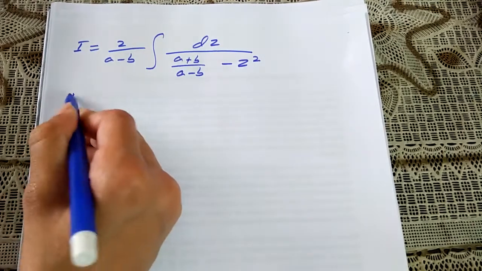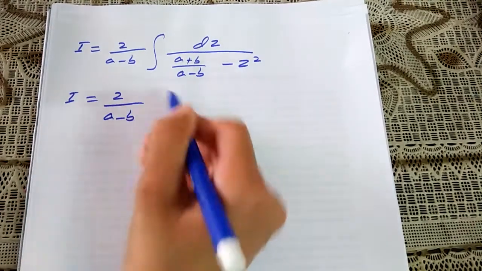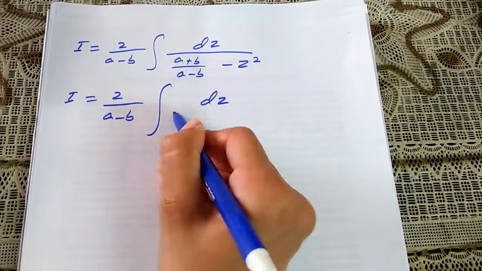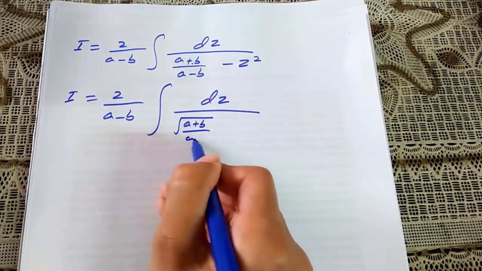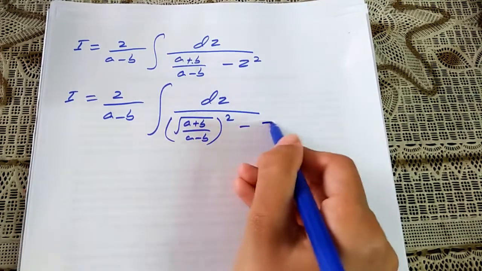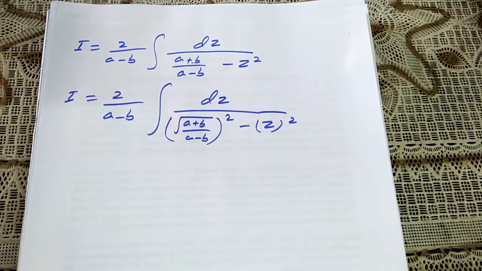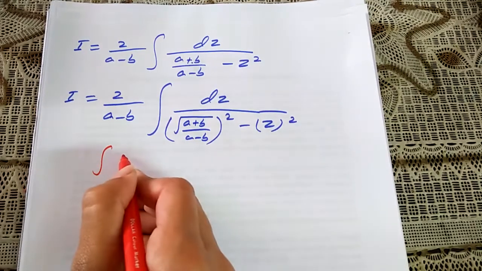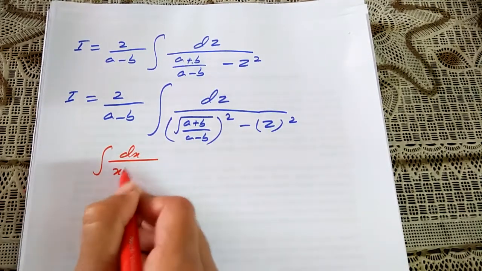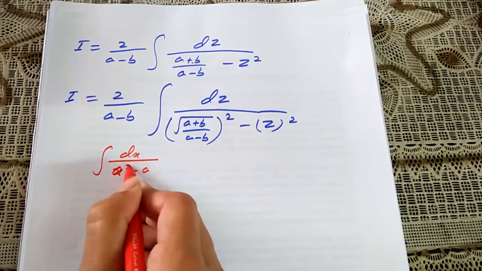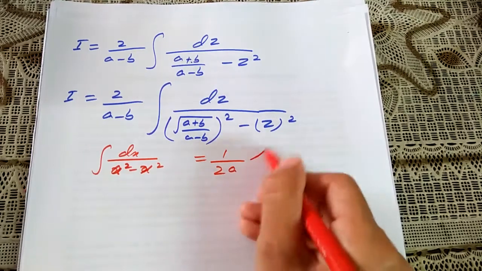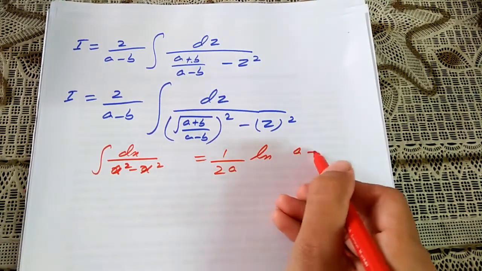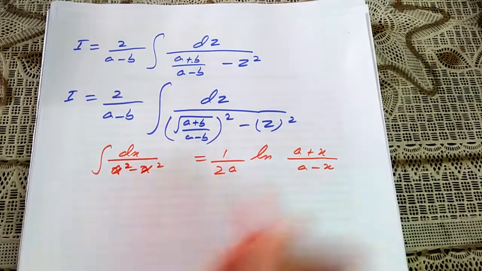Now I can write it like I is equal to 2 over a minus b integral dz over, now this thing can be written as under root a plus b over a minus b whole square minus z whole square. Now this is the same thing I told you earlier, the integration of dx over a square minus x square will be equal to 1 over 2a ln of a plus x over a minus x.